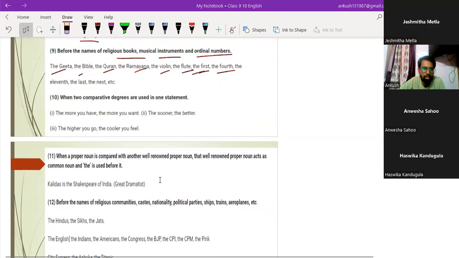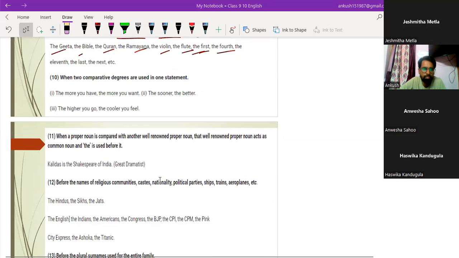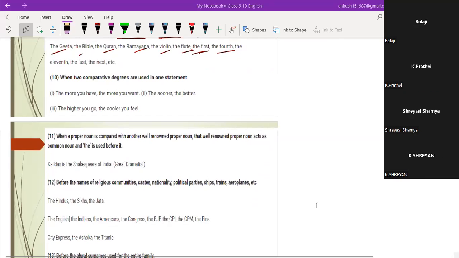Understood? What is the 10th rule? Can you read? Anvesha? Is she there, Anvesha? No. Ashvika? Yes, sir. Please read these three rules and explain what the sentences given there mean. Can you do this? Yes, sir. Please go ahead.